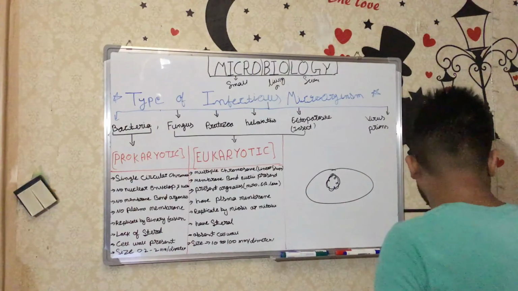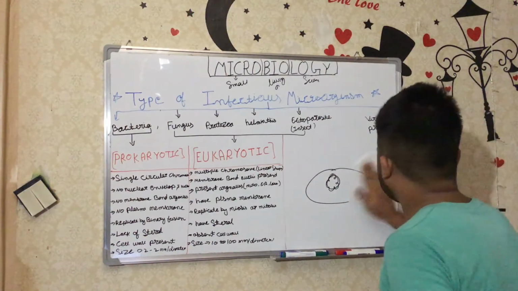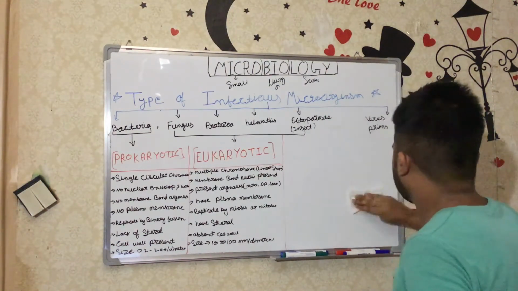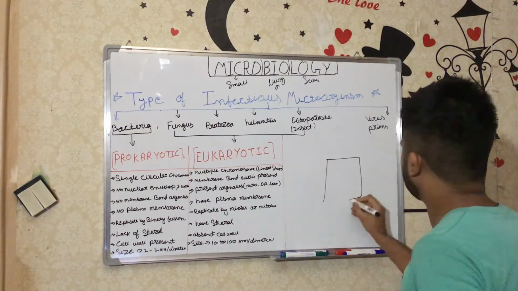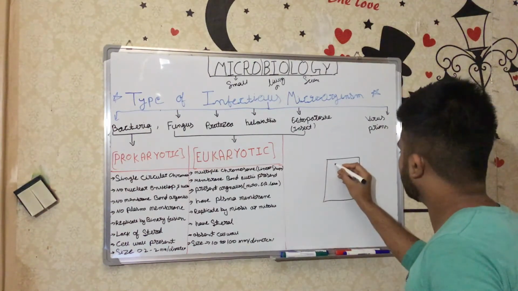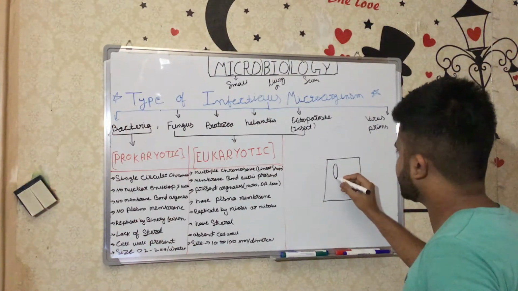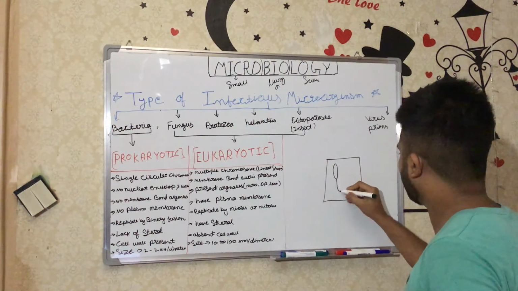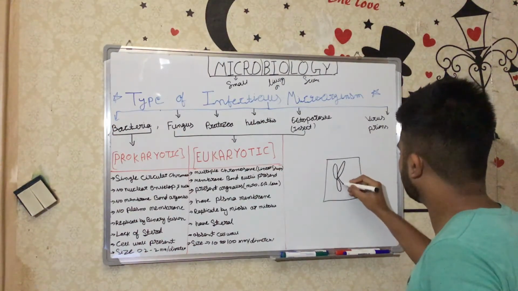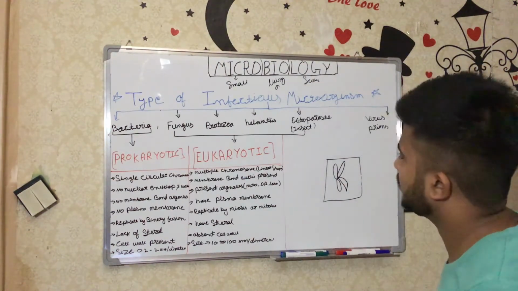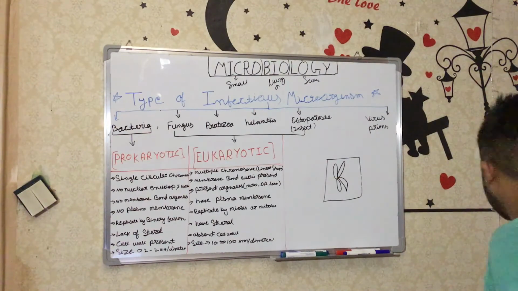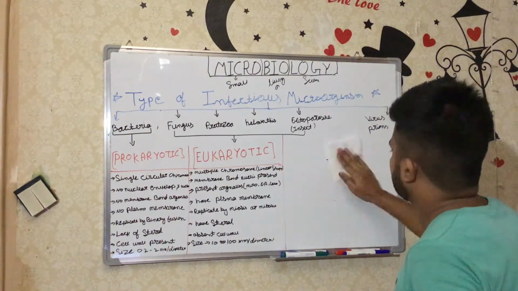So in our human cell, let's make our human cell. For example, this is any human cell. Inside the human cell, the chromosome is in linear form, like that. This type of chromosome is inside the eukaryotic cell, eukaryotic microorganism.